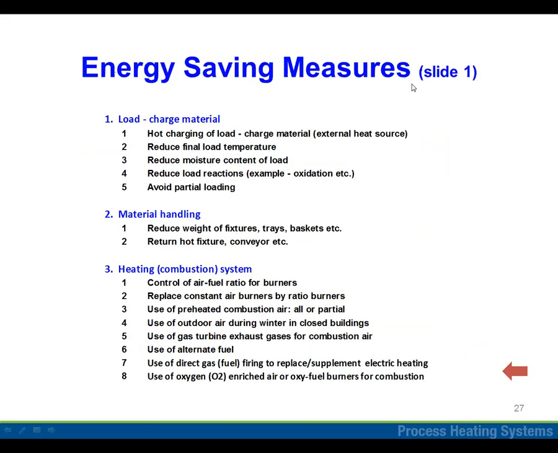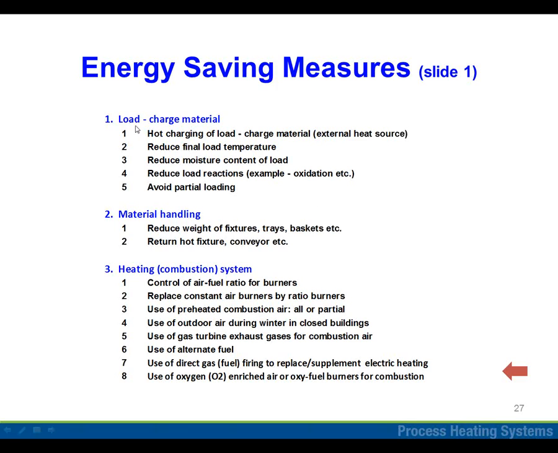So we start with number one, which is called load or charge preheating. Obviously, there are many different things one can do, and some of them can be applied in your case or in anyone else's case, and not all of them can be applied. So this is sort of a menu, and it's applicable to your own situation.